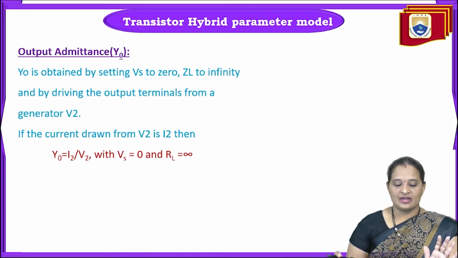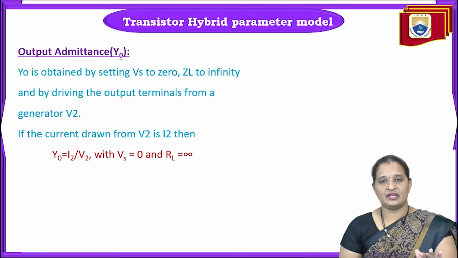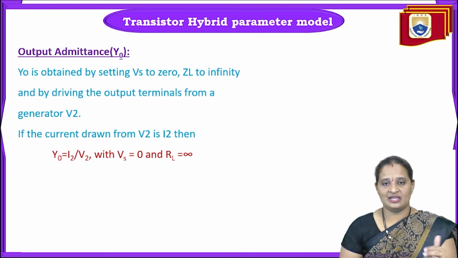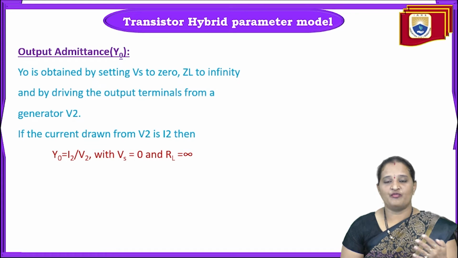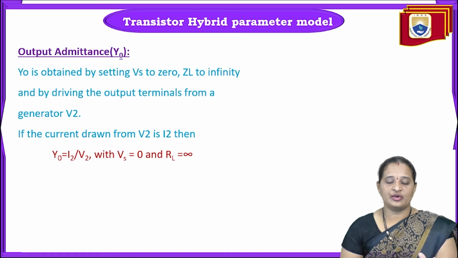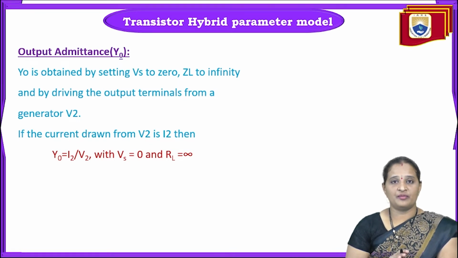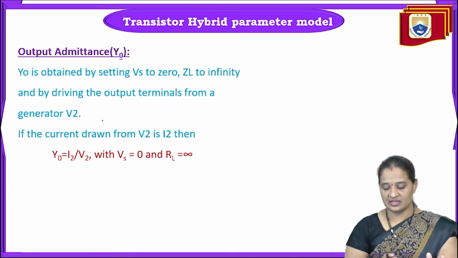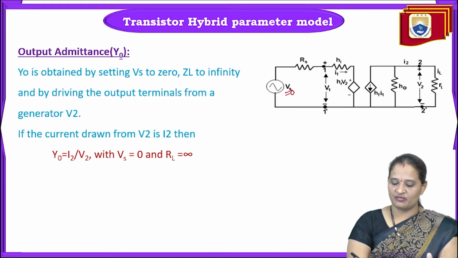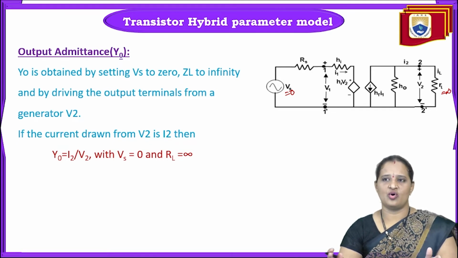Now let us go for another parameter, which is output admittance. The output admittance, Yo, can be obtained by making Vs 0 and the load resistance, that is ZL or RL, infinity. So in order to find Yo, first set the value of Vs to 0 and RL to infinity, and now drive the output terminals from a generator V2. This is the procedure. We have to make Vs 0 and make RL infinite. Making RL infinite means what? Open circuiting.